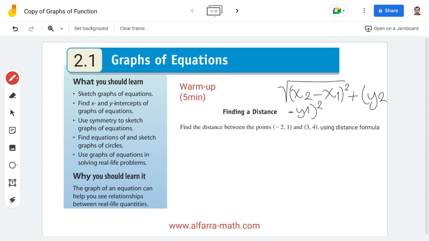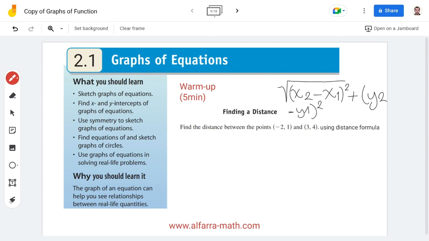What should you learn? Sketch graphs of equations. Find x and y intercepts of graphs of equations. Use symmetry to sketch graphs of equations. Find equations of graphs. Use graphs of equations in solving real life problems.